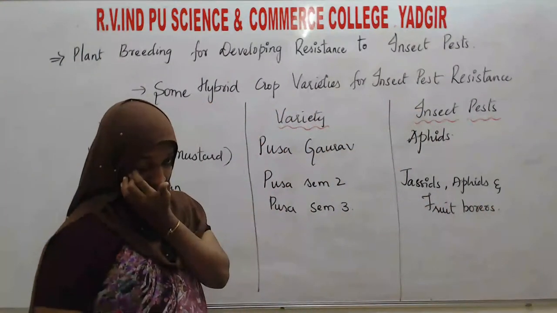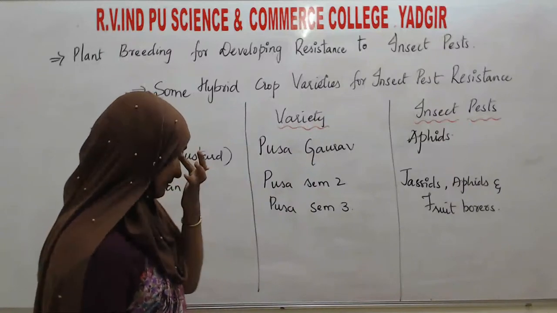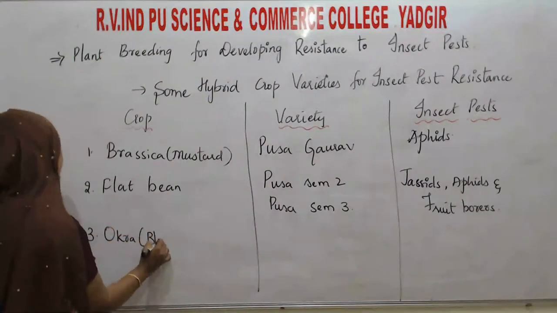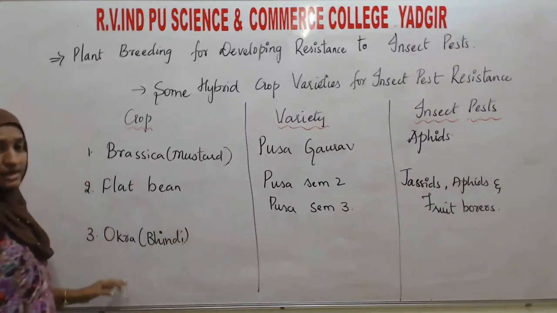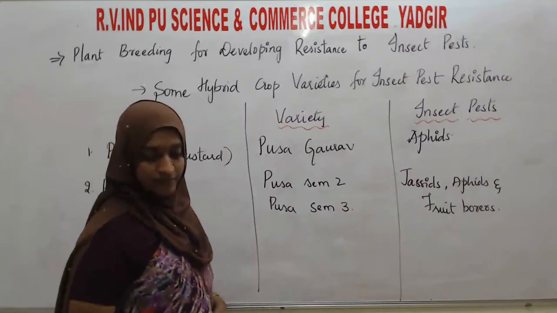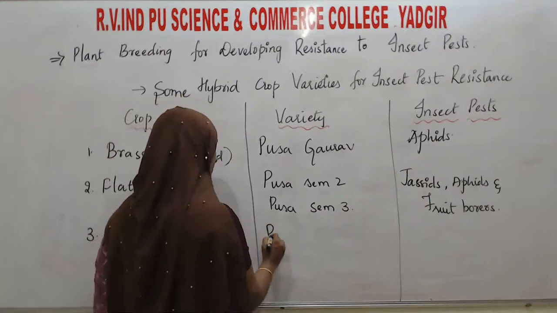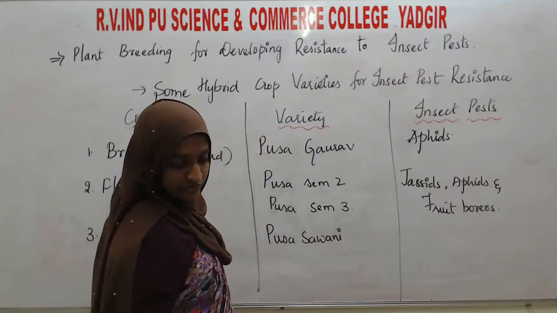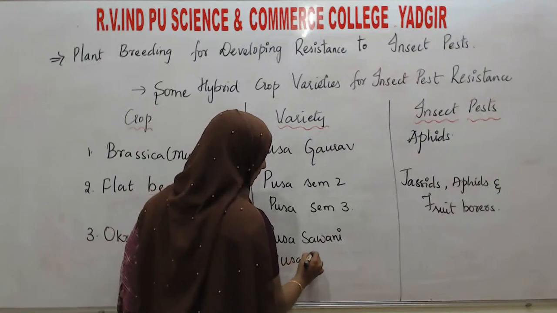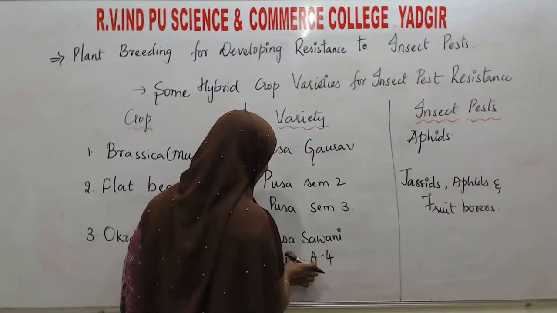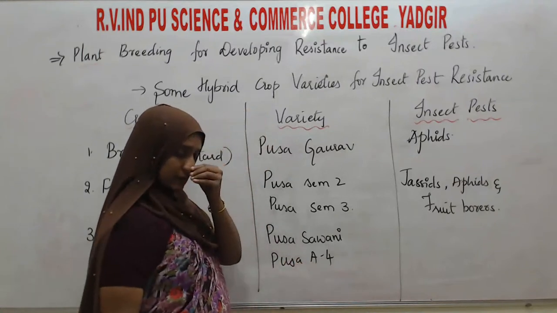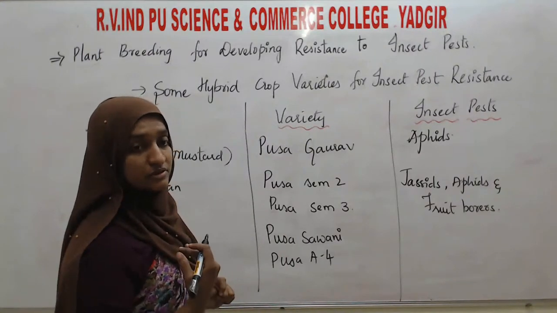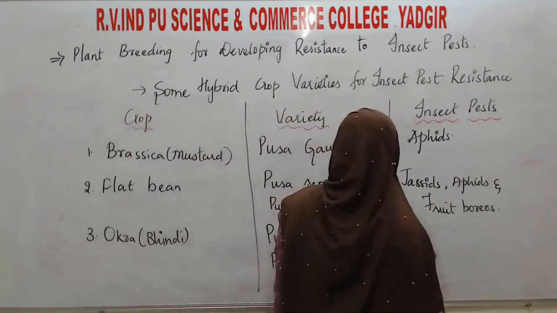The next one is okra. Okra means bhindi. Next crop plant, okra, that is bhindi. In bhindi, which varieties did they develop? Pusa Sawani and Pusa A4. This also developed into two varieties, Pusa Sawani and Pusa A4, and the insects to which it becomes resistant are shoot and fruit borers.